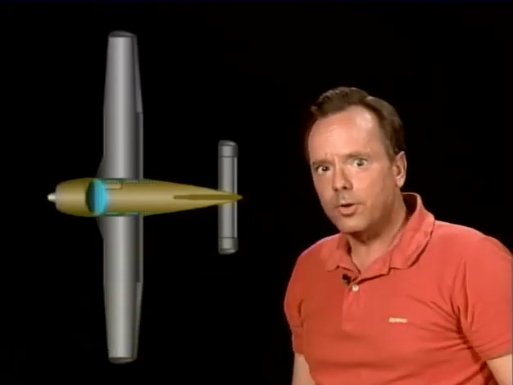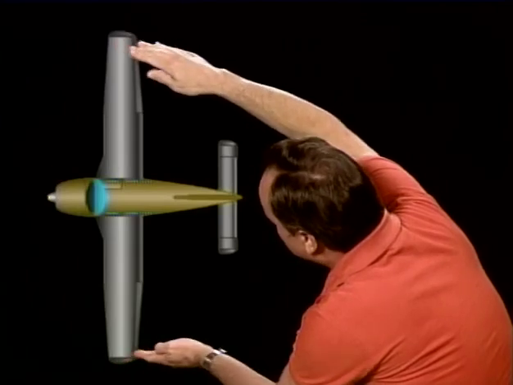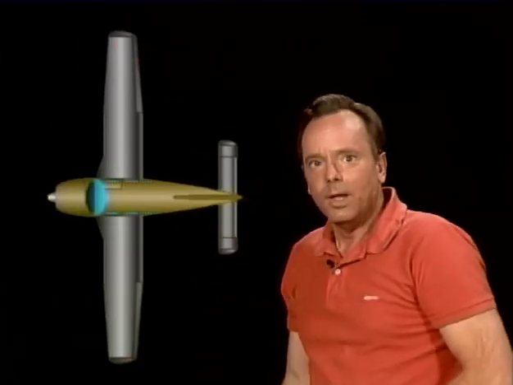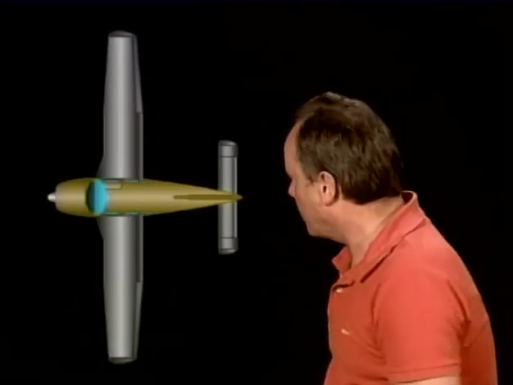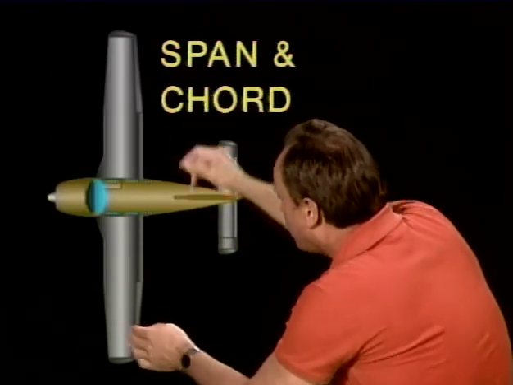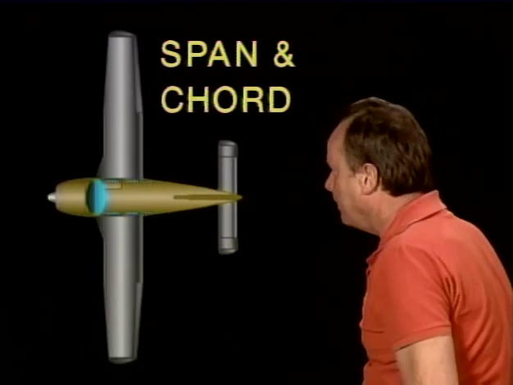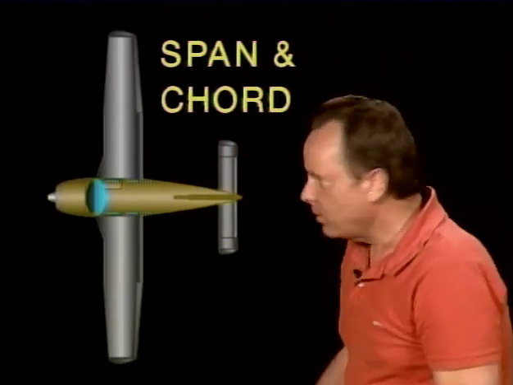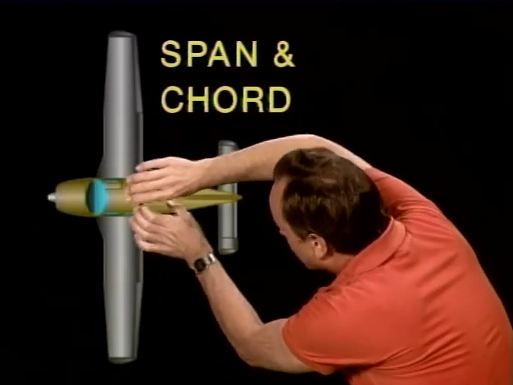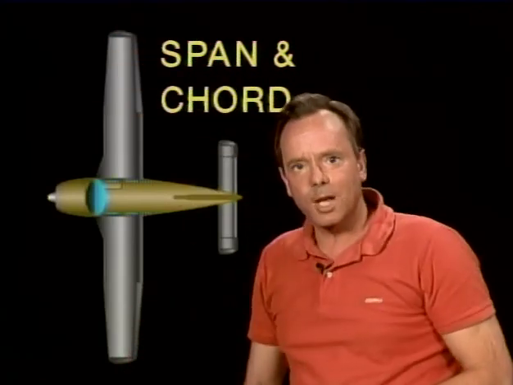Now, another thing we want to talk about is the span of a wing. And the span is from wingtip to wingtip. It's the distance from the wingtip to the wingtip, and that's the span of the wing. Now, another thing they're going to ask you about is the aspect ratio. And the aspect ratio is the ratio of the span to the chord. And that's the wingtip to wingtip versus the forward-aft length of the wing, or the chord of the wing. And it tells you whether or not you have a high aspect ratio wing, which is a long, skinny wing, or a low aspect ratio wing, which is a short, stubby wing.